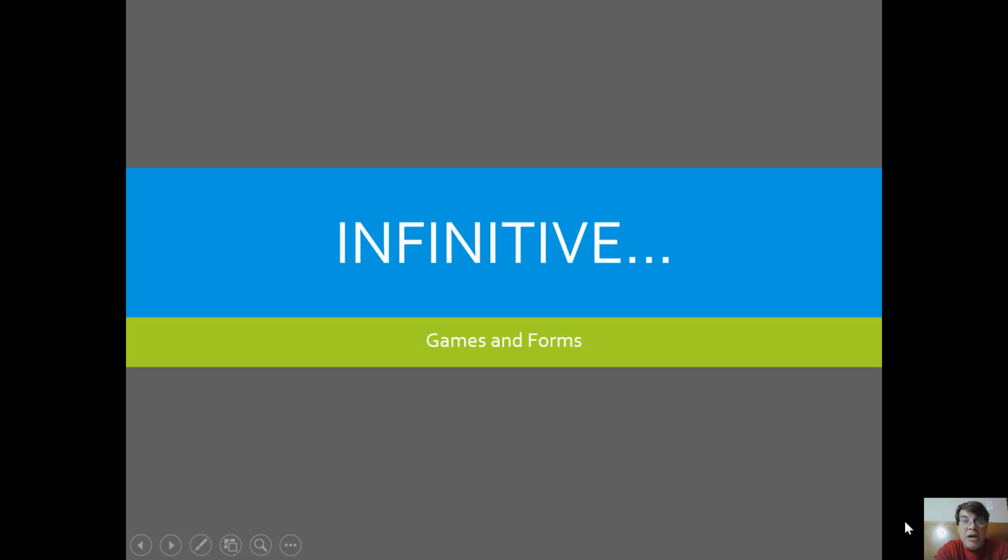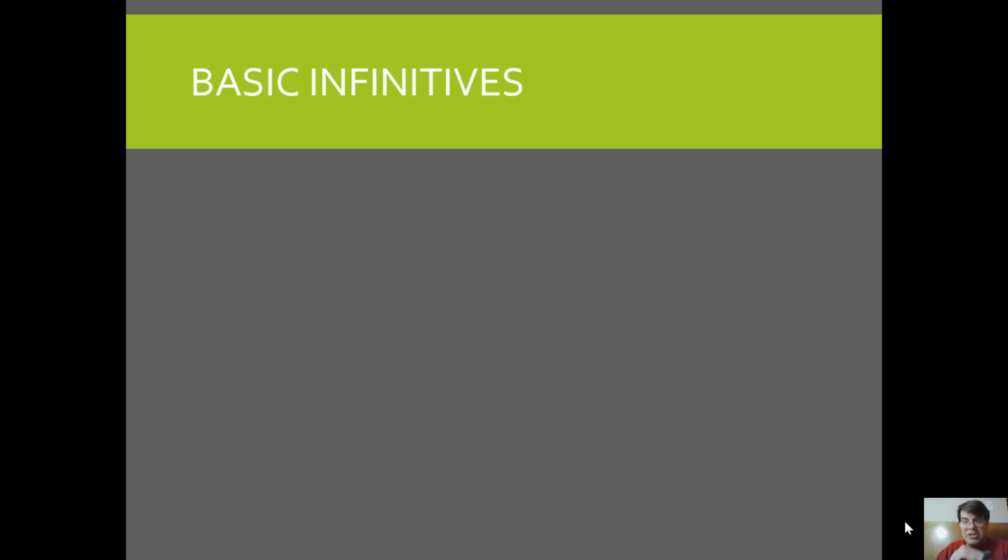So this video is a review of the basic forms and games infinitives play. It's not really meant to be an introduction, although I suppose you could use it as an introduction. But let's begin. Basic infinitives. So let's start with peripatein. Peripatein means to walk. It's a basic infinitive.